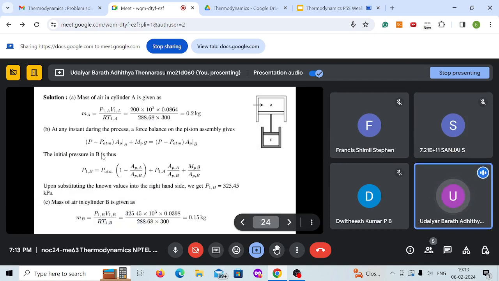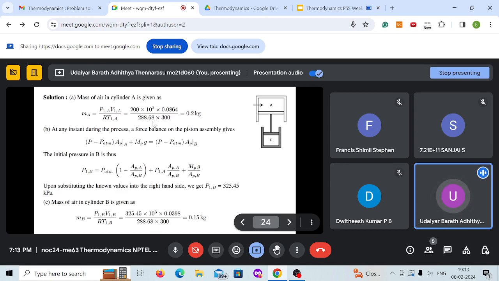So mass of air in cylinder A. It's simple. We'll go with the ideal gas relation. So PV equals MRT, where M is the mass. Here you have to be careful to put R in terms of kgs. So R is 288.68 joule per kg Kelvin, whereas 8.314 will be kilojoule per kilomole per Kelvin. So here it's in kg.